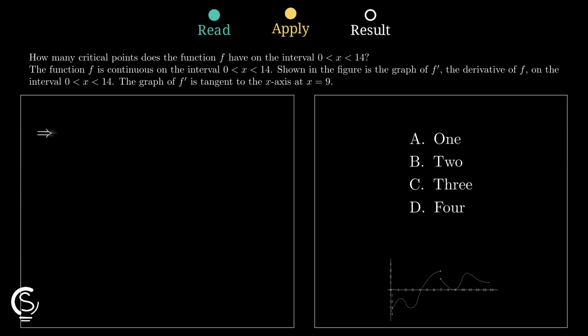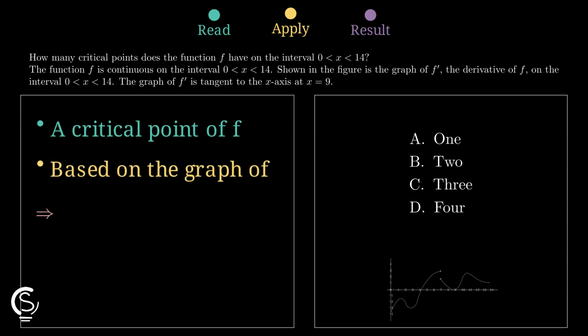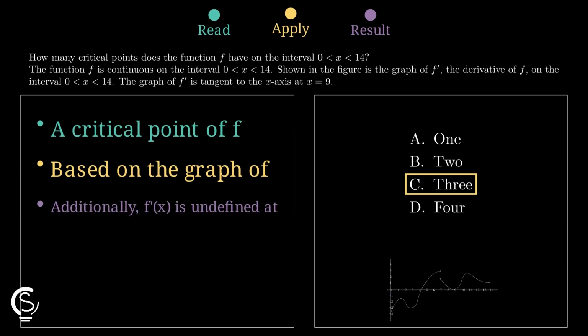Based on the graph of f prime, count every x value in 0 to 14 where the derivative hits the x-axis, including the place where it is tangent, because 0 still counts. Additionally, f prime isn't undefined at some extra interior point in the given graph, so the total stays 3 critical points, which matches option C.